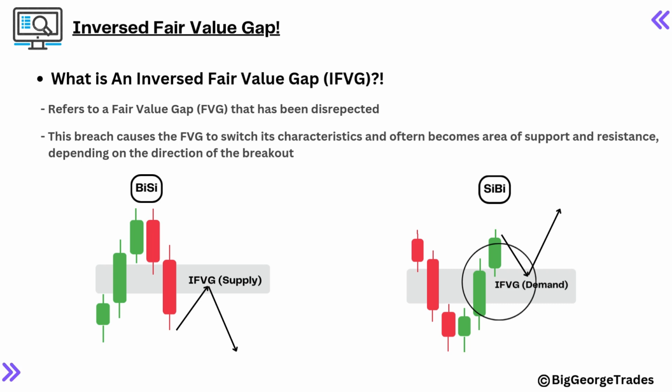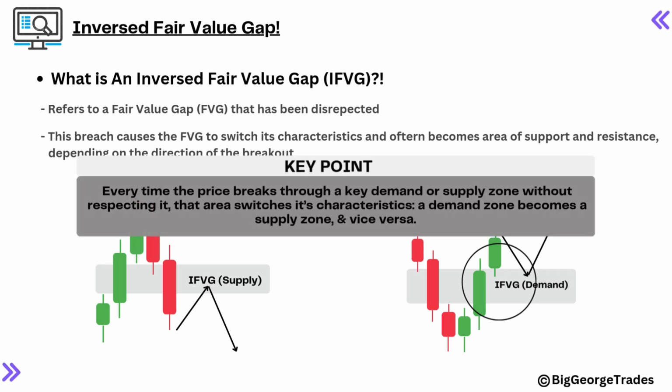So considering the chart on the left side, that is the bullish fair value gap being disrespected, which will cause a bearish side fair value gap, or inverse fair value gap. On the right side is the bearish fair value gap being disrespected, causing the market to switch side, causing the inverse fair value gap in the opposite direction. So key points: every time the price breaks through a key demand or supply zone without respecting it, that area switches its character. A demand zone becomes a supply zone and vice versa, that is, the supply zone becoming a demand level.